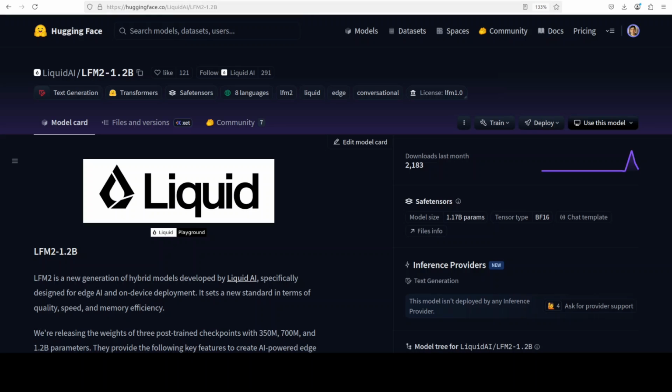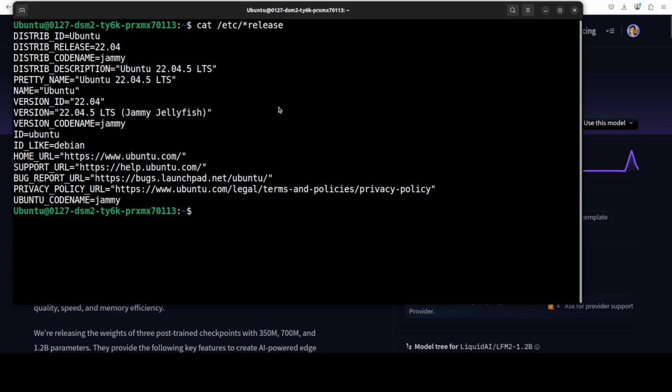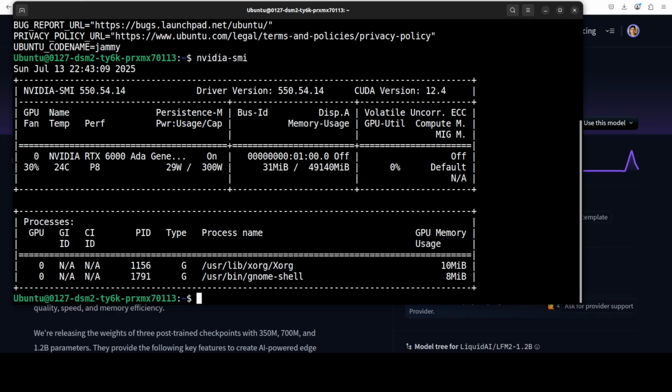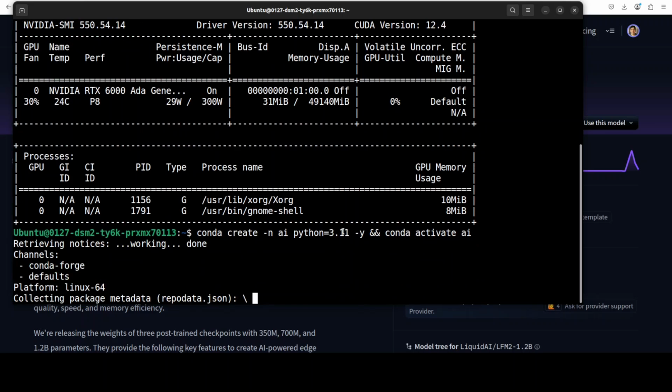LFM2 delivers 2 times faster decode and prefill performance than Qwen 3 on CPU and significantly outperforms models in each size class. Before I show you the architecture and we talk about it, let's get it installed. So I'm going to use this Ubuntu system and I am using one GPU card, NVIDIA RTX A6000 with 48 GB of VRAM. Let's create a virtual environment.